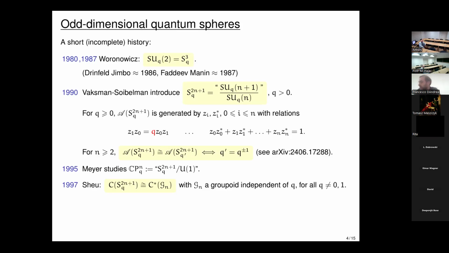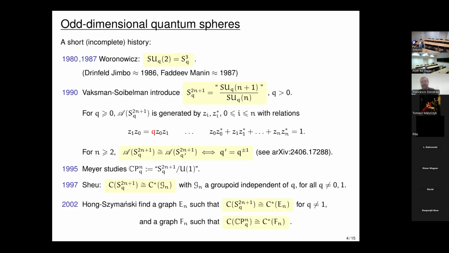So what Sheu proved in '97 is that in fact there is some groupoid Gn whose groupoid C*-algebra is isomorphic to the C*-algebra of the sphere of dimension 2n plus 1. And this groupoid is independent of the deformation parameter. So this is, I think, the first proof that at the level of C*-algebras, the deformation parameter does not matter. For Q, this is for Q different from 0 and from 1. Wait, I thought you said that for Q equals 0 it works, so I'm confused. It works, but it's not in Albert's paper. Albert's paper is Q different from 0.